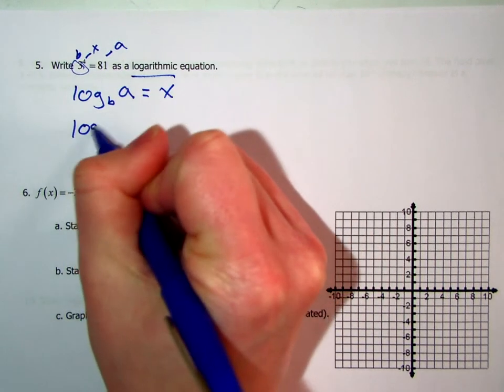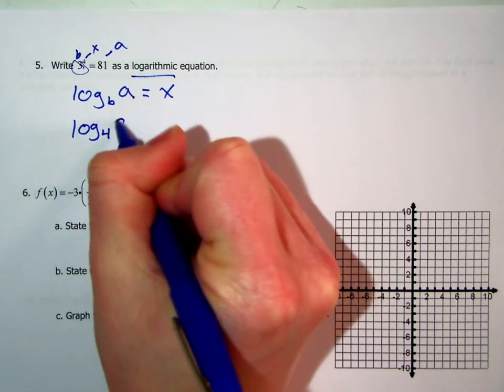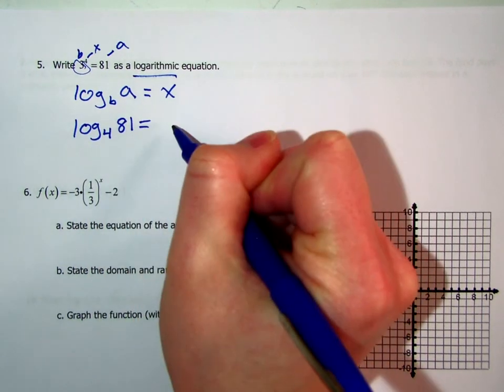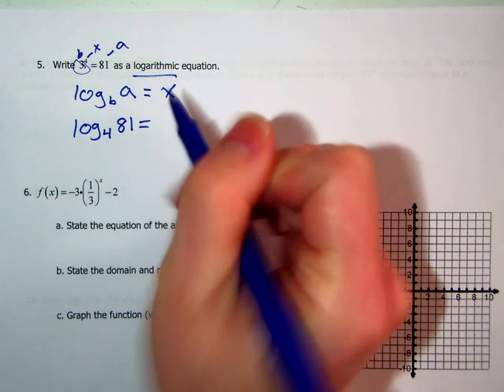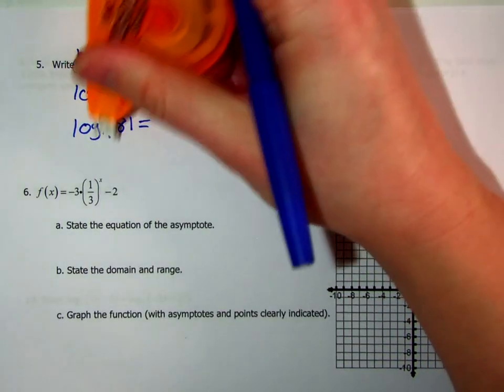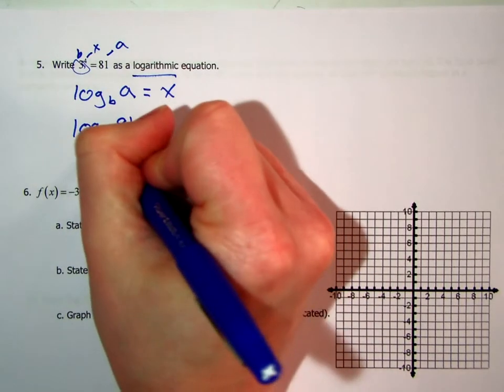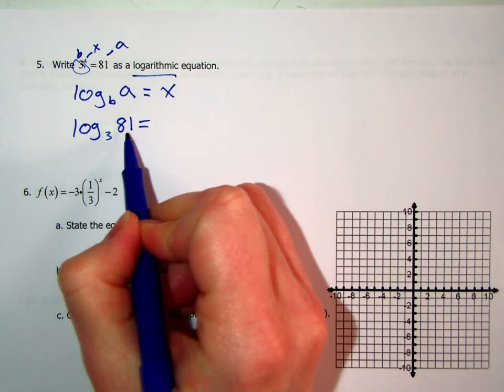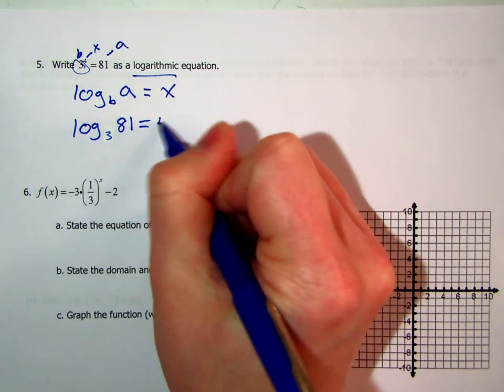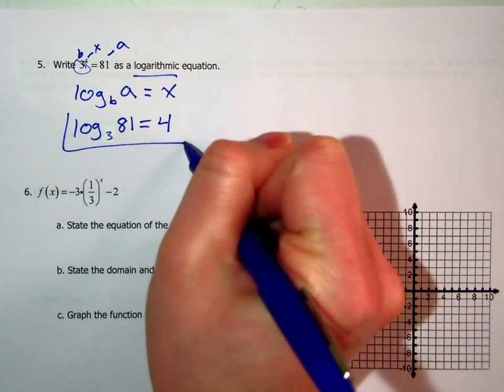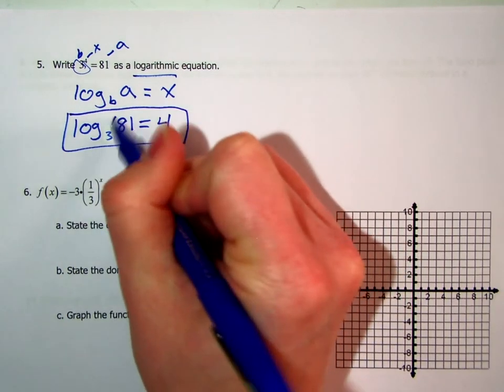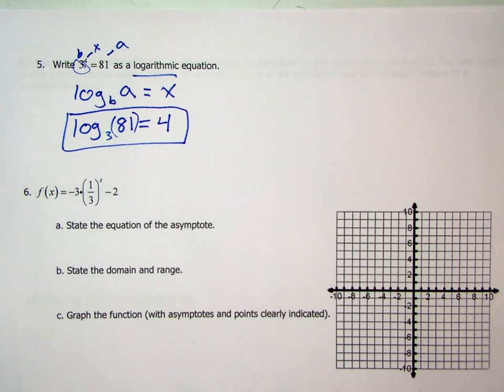So log base 4 of 81 equals, sorry, not base 4. I even said my base was 3. So log of the base, which was 3, of my answer 81 equals my exponent, which is 4. So log base 3 of 81 equals 4 is now in logarithmic form.